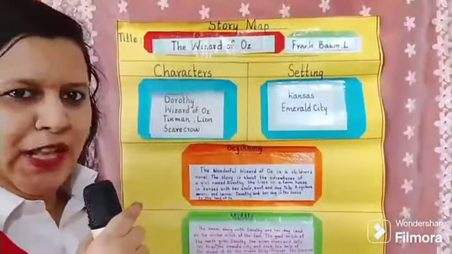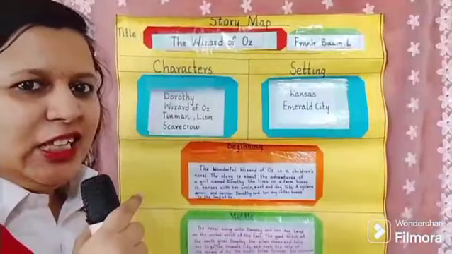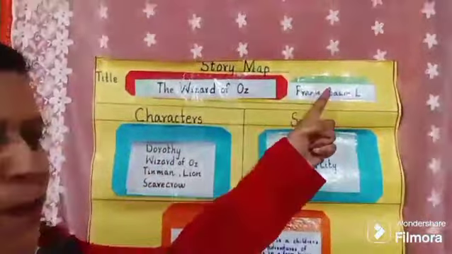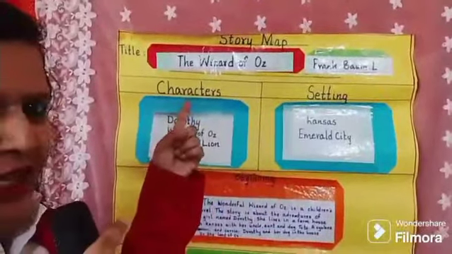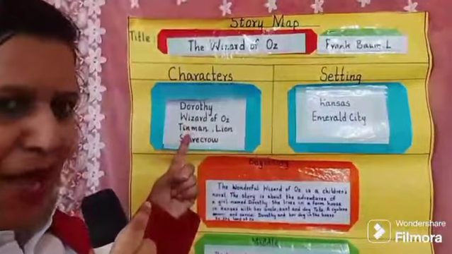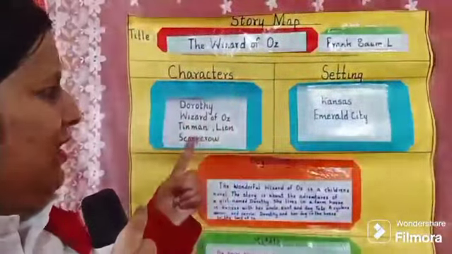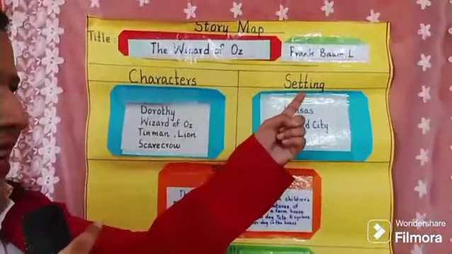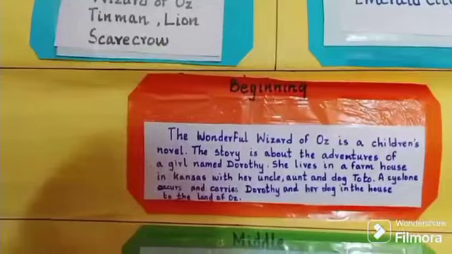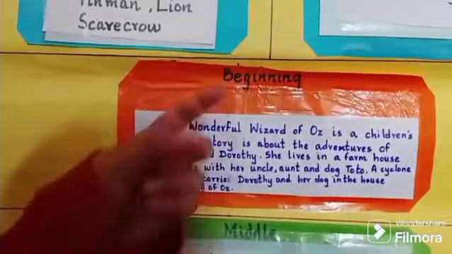This is an example of a story. The title of the story is The Wizard of Oz by Frank Baum. Characters: Dorothy, Wizard of Oz, Tin Man, Lion, Scarecrow. Setting: Kansas, Emerald City. Here comes the story.